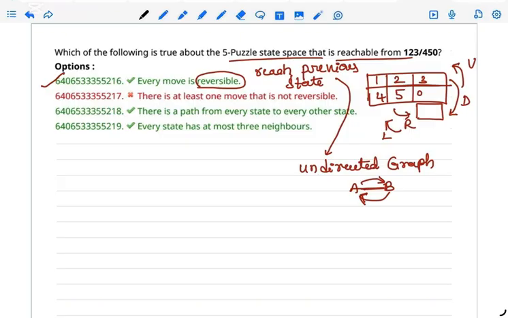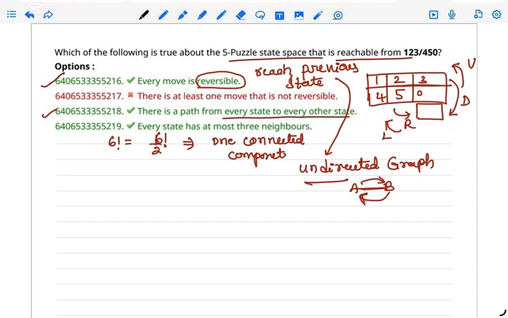And there is a path from every state to every other state. Yes, the total number of states is 6 factorial, and half of these 6 factorial states are reachable states, and these are all reachable states in one connected component. It is an undirected graph, so every state is reached from every other state. That means there is a path between each state and every other reachable state.